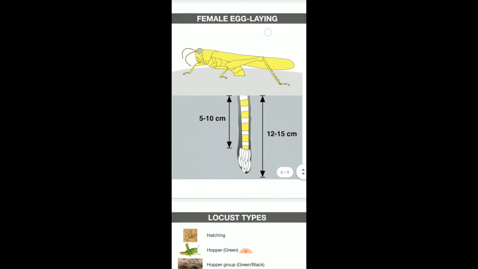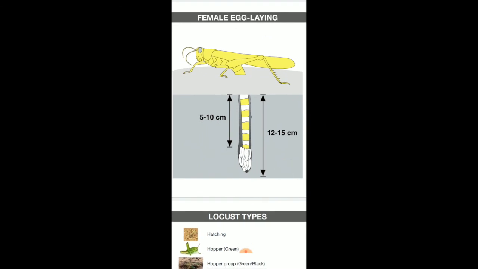Now the female, she will lay eggs. She will extend her abdomen down to about 15 centimeters under the ground. She will check first to make sure that the soil is sandy and that it's wet enough for her eggs. She will not lay in dry soil, and she will not lay in other types of soil like clay or loam, because it's just too hard for her. She wants sandy soils in open spaces.